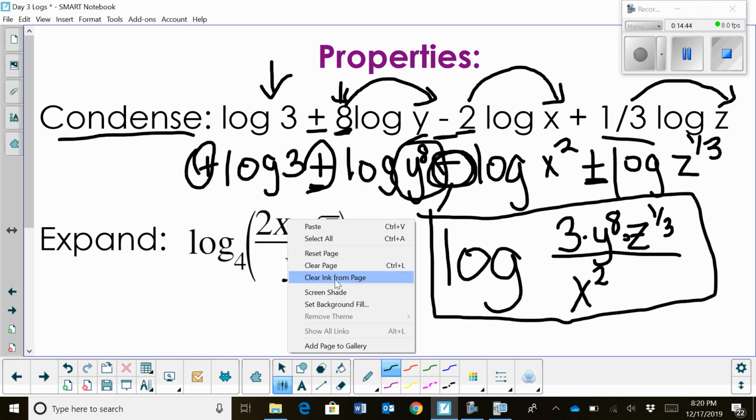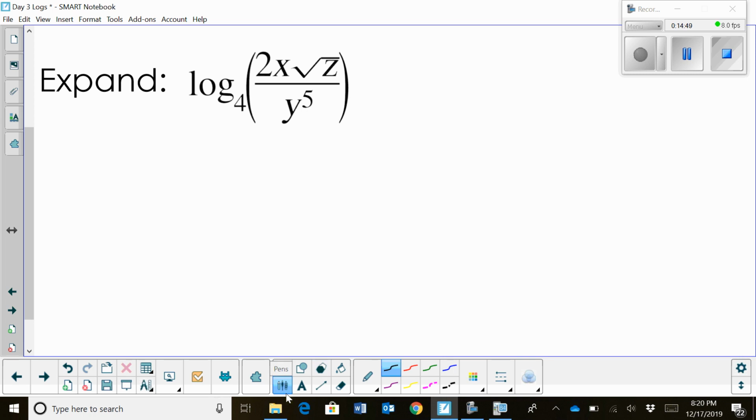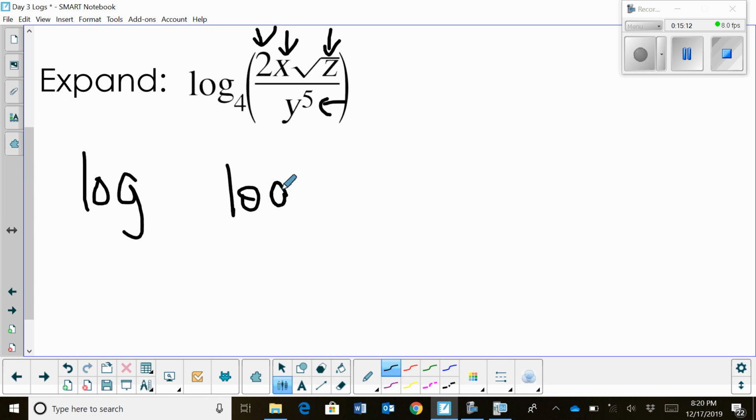Okay, now let's look at doing the opposite. Let's expand the single log to multiple logs. So you have to think, well, how many logs am I going to have? You have to think how many terms I've got. I've got a 2, which is a constant. I have an x, I have a z, and I have a y. I have 4 different terms, so that means I'm going to have 4 logarithms. So I'm going to go ahead and separate and write 4 logs. So log, log, log, and log.